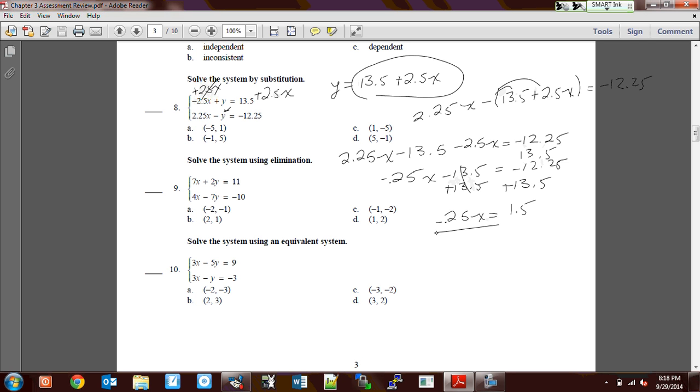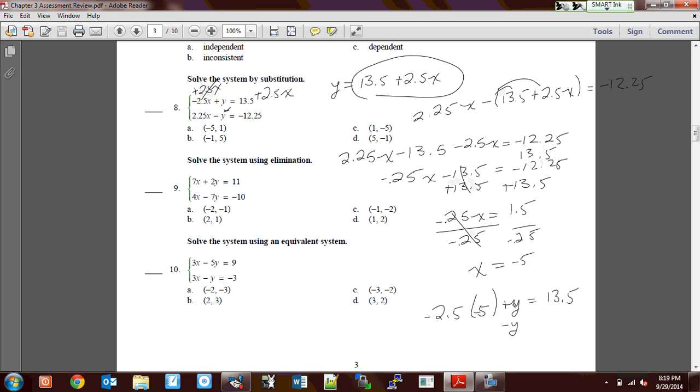1.5 divided by negative 0.25 is... So therefore x equals, let's see, negative 5. Alright, so now we plug in a negative 5 up here, pick the easiest equation. You can pick any one you want, it doesn't really matter. Let's pick the first one: negative 2.5 times negative 5, plus y equals 13.5.